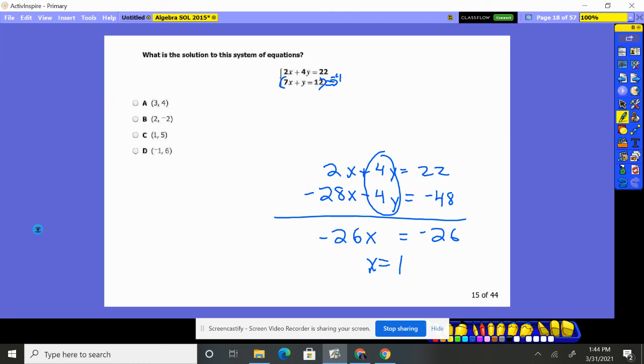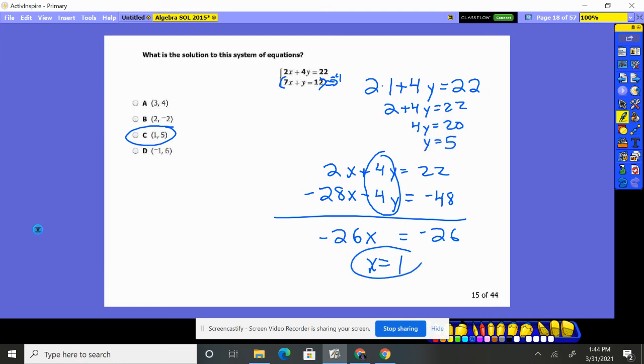So I know x's value is 1. Which right away tells me choice C, it's the only one that has x as 1. But once I get x being 1, I can plug 1 into either equation. I'll plug into the top one to figure out the other unknown variable. So we get 2 plus 4y equals 22. Subtract your 2 from both sides and you'll get 4y is 20. Divide by 4 and you'll get y is 5. So there's x, there's y. That's the way you should know how to solve it, if they're not giving you a bunch of options and letting you just plug numbers in to see what makes them both true.